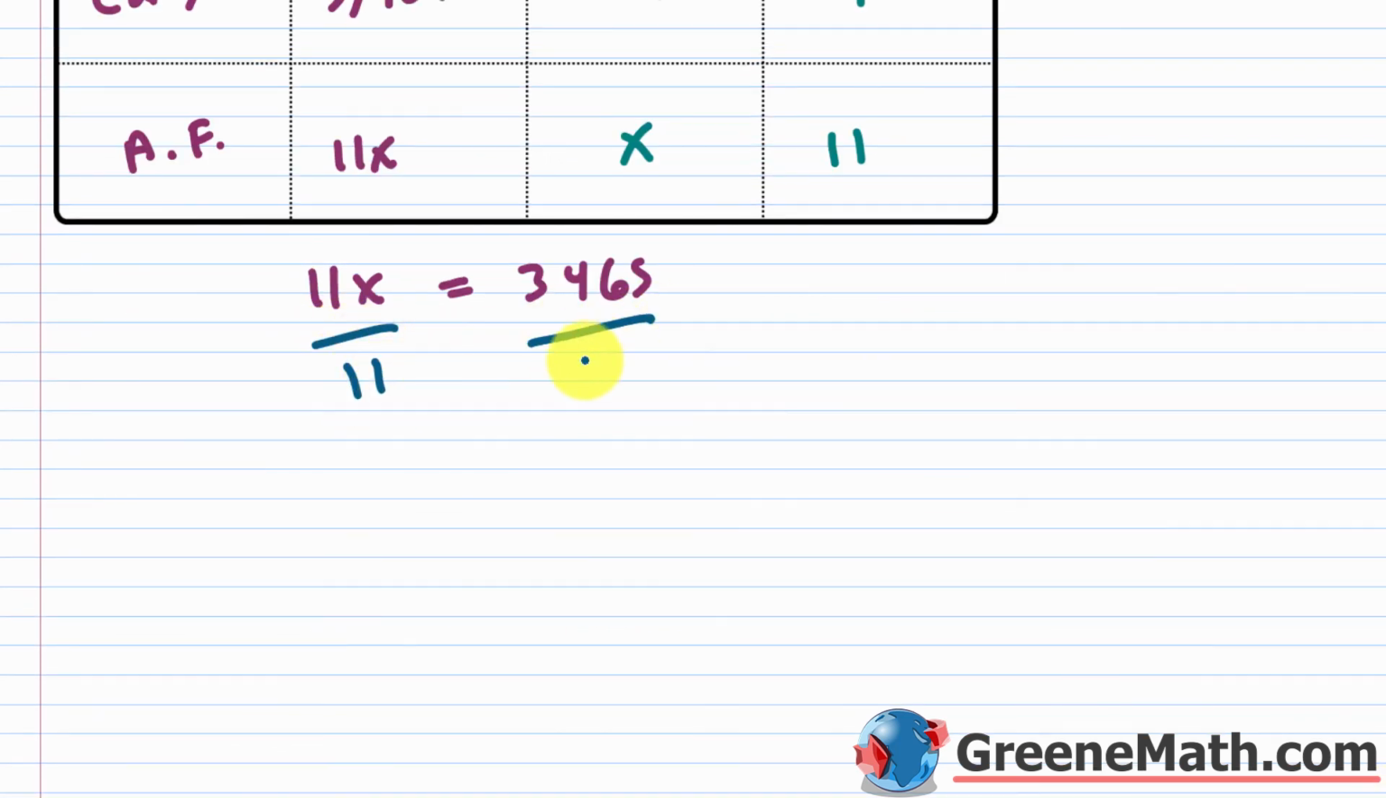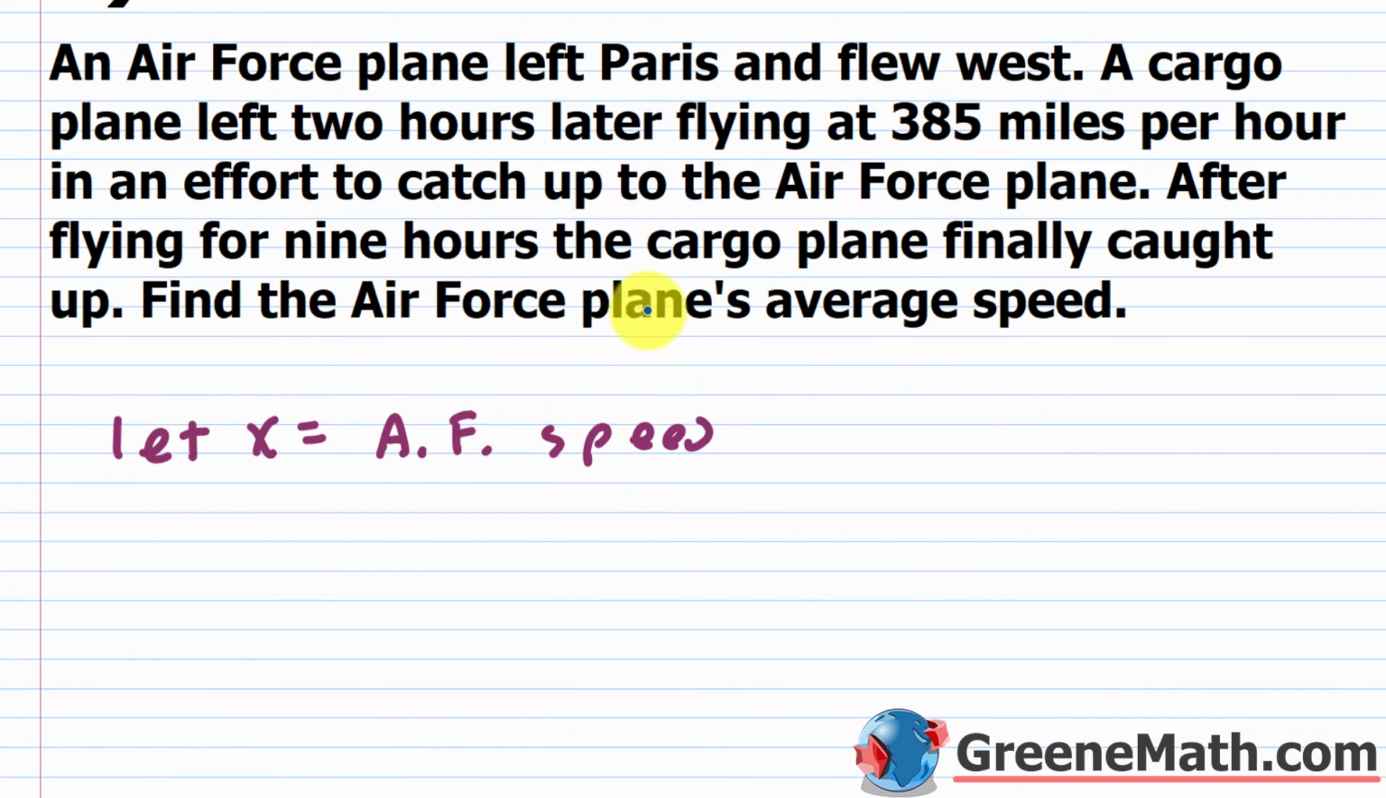That's a very easy equation to solve. We just divide both sides of the equation by 11. This would cancel. We get x is equal to 3,465 divided by 11, which is 315. So the Air Force plane's average speed would be 315 miles per hour.